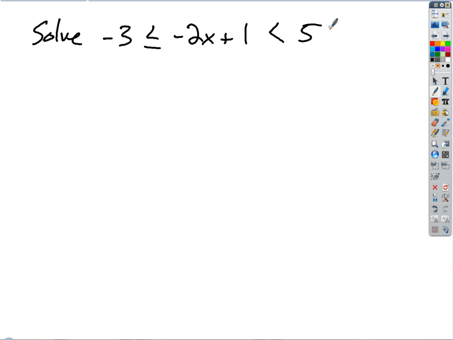I want you to take a second with just maybe one partner, the partner next to you, and see if you two can establish how you would say that compound inequality with words. And I want it to be perfect. Okay, so take a second.